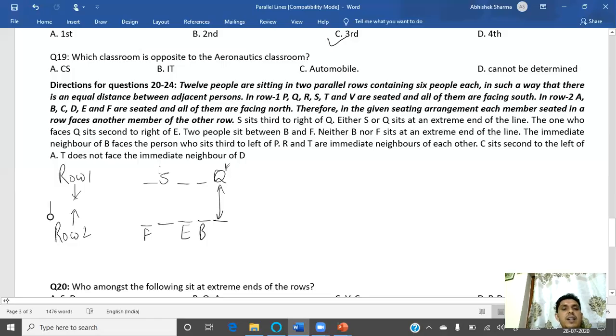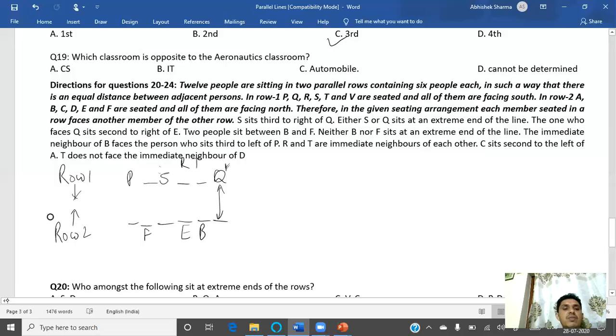Thereafter, the immediate neighbor of B, that means E, is facing the person who sits third to the left of P. That means P can be here. First, second, third, that means E can be here. Okay, this can be done. Thereafter, R and T are immediate neighbors of each other. If we are talking about R and T, both are in row 1. That means R and T must be here. But on what position, we have to search for this in the question.